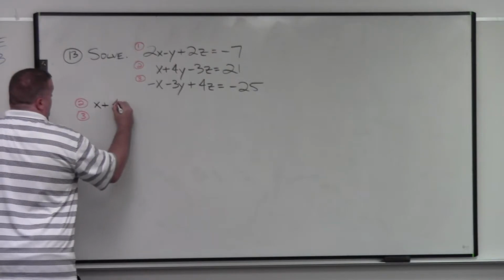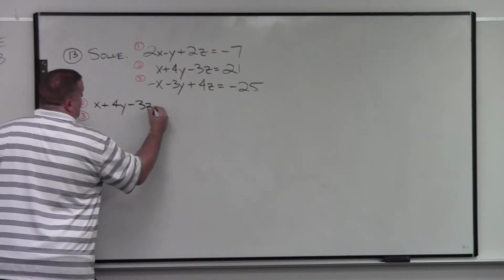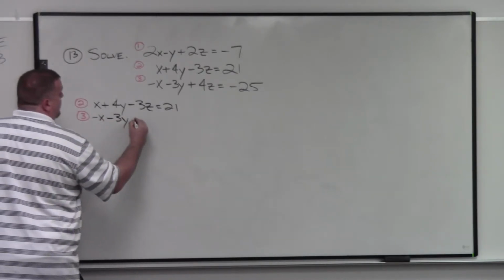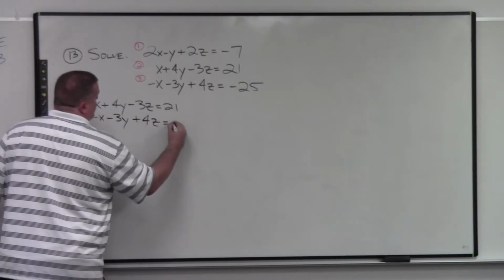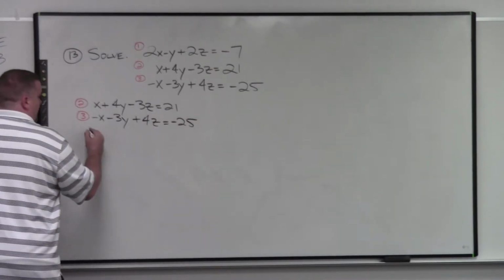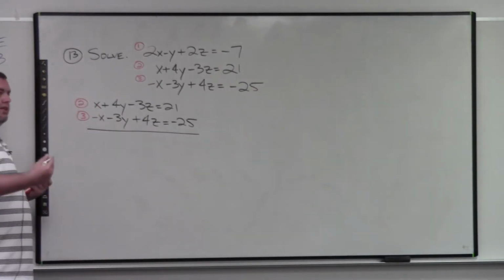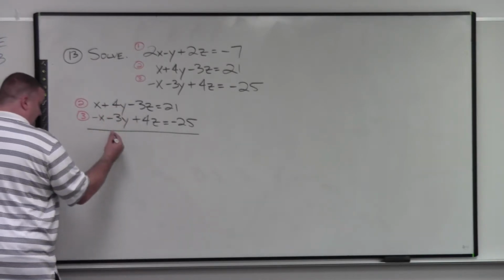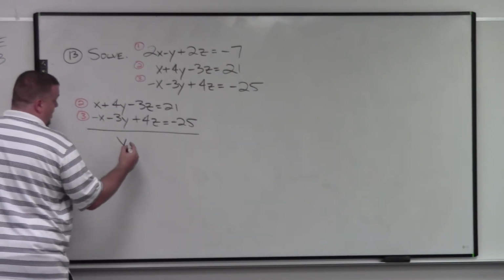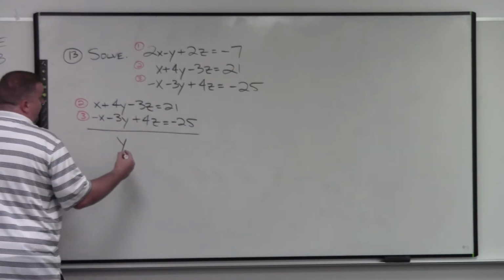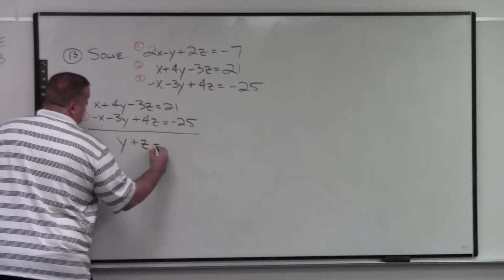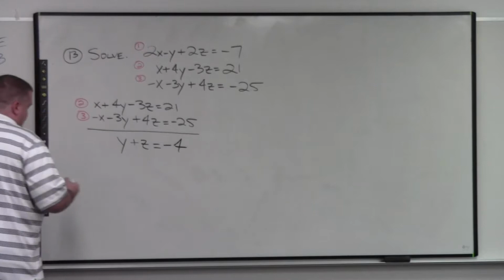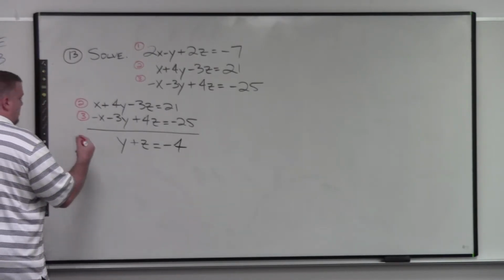X plus 4y minus 3z equals 21. Negative x minus 3y plus 4z equals negative 25. If we were to add those two equations together, what's going to happen to the x's? Yeah, they cancel out, they eliminate, which is what we wanted. 4y minus 3y is just y. Negative 3z plus 4z is plus z. And then what's 21 minus 25? Negative 4. We've discovered a new equation, and we'll call that equation 4.